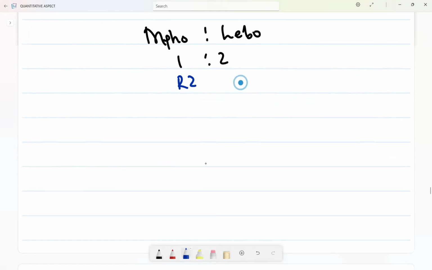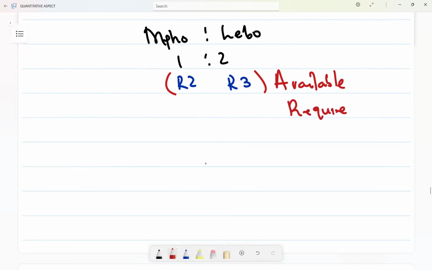But what if now Mpo has 2 rand, but instead today Lebu has 3 rand? Can you see that according to the ratio, this is what they initially have, what they have available? This is what is available. But what is it that is required? I know that if Mpo has 2 rand, it means Lebu is supposed to have how much?